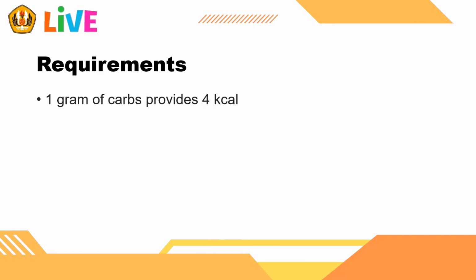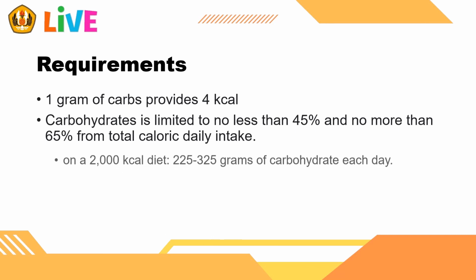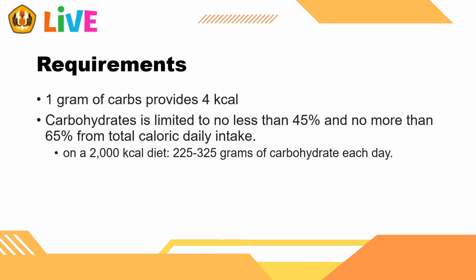Every 1 gram of carbohydrate provides 4 calories. The acceptable macronutrient distribution range for carbohydrate is no less than 45% to prevent excess fat intake and no more than 65% to ensure required nutrients from protein and fats, which also provide essential micronutrients. So, for an individual on a 2,000 calorie diet, they should consume 225 to 325 grams of carbohydrates each day.